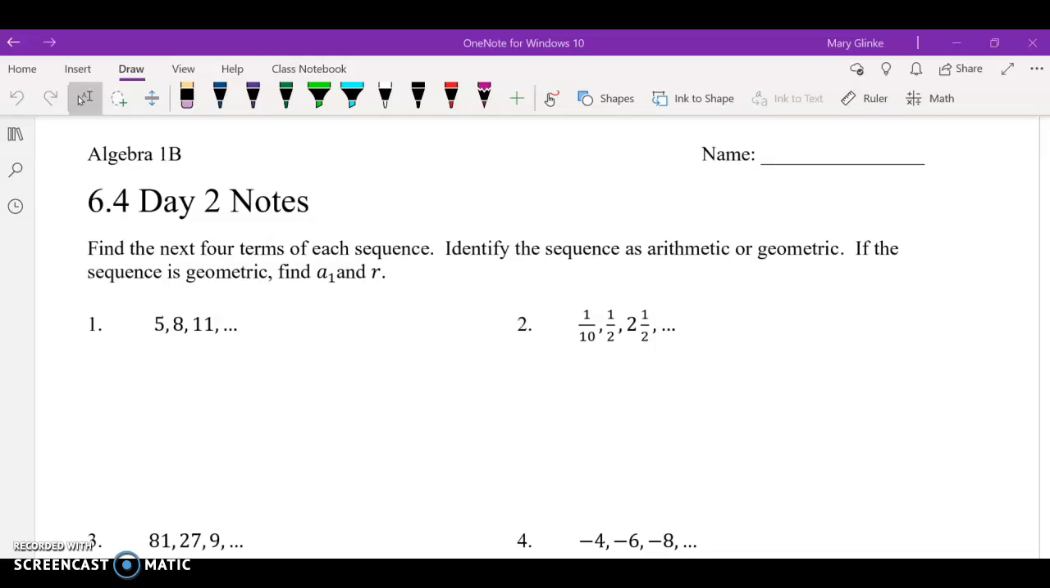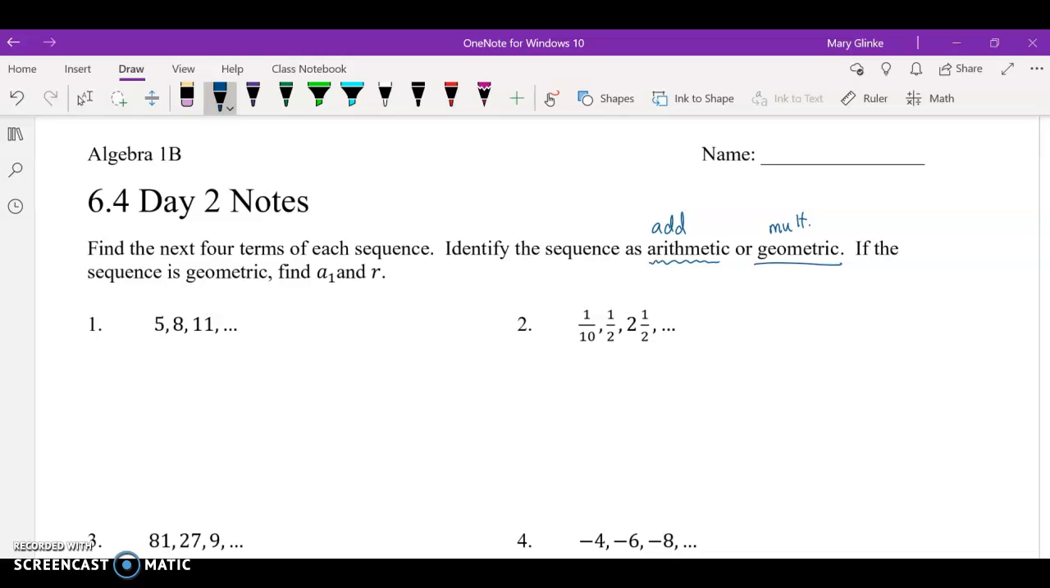Hello, today we're going to be working on 6.4 day 2. That's going to be geometric sequences. So as a reminder from yesterday, a sequence is geometric if you are multiplying by the same number each time. Even if you're dividing, we write that as multiplying by a fraction. A sequence is arithmetic if you are adding or subtracting to get to the number each time, and it has to be the same number that you're either adding for arithmetic or multiplying for geometric.